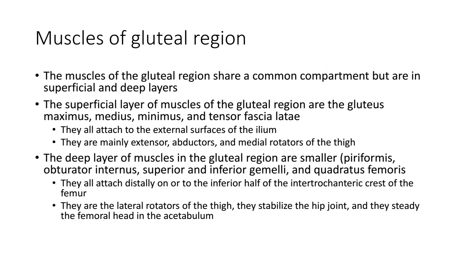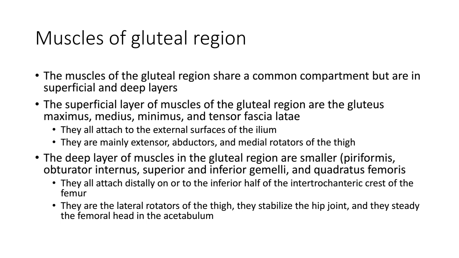The muscles of the gluteal region have a common compartment, but they're in superficial and deep layers. The superficial layers of muscles in the gluteal region are the gluteus medius, maximus, minimus, and the tensor fascia lata. They all attach to the external surfaces of the ilium. They're mainly extensors, abductors, and medial rotators of the thigh.